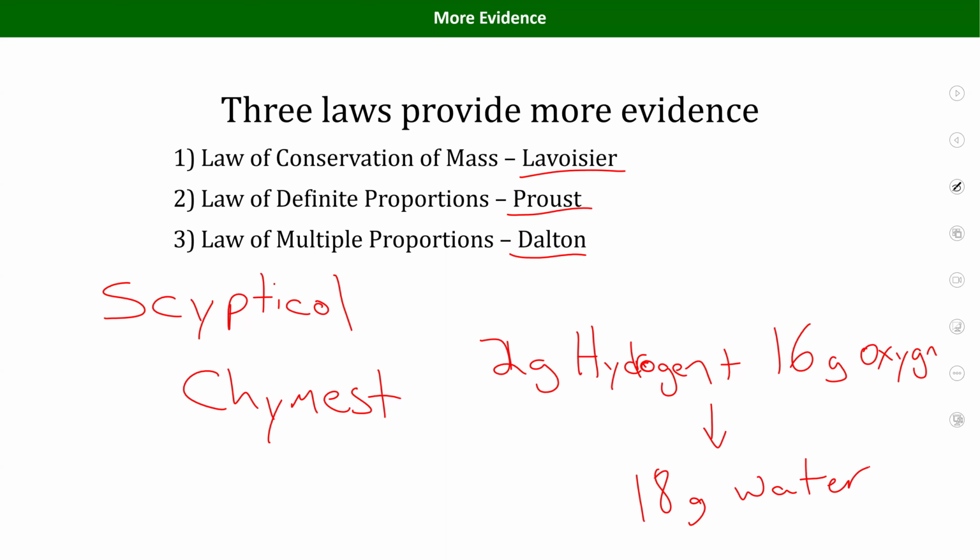It wasn't until Dalton that someone realized you can actually make different stuff from the same ingredients if you change the ratio. Dalton figured out that if you take 2 grams of hydrogen plus 8 grams of oxygen, you make hydrogen peroxide instead of water.